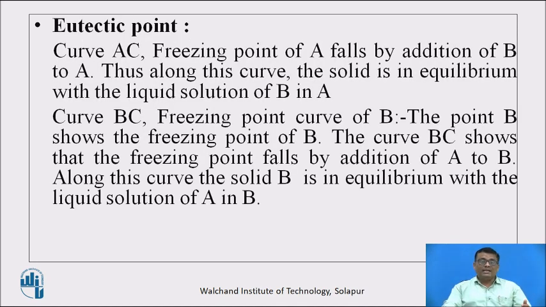Now we'll see the eutectic point, after observing the curves and areas. This is the point where all the phases are in equilibrium with each other. Curve AC is the freezing point of A, which decreases by addition of B to A. Thus, along this curve, the solid is in equilibrium with the liquid solution. Curve BC is the melting or freezing point of B, which decreases by addition of A across the curve.